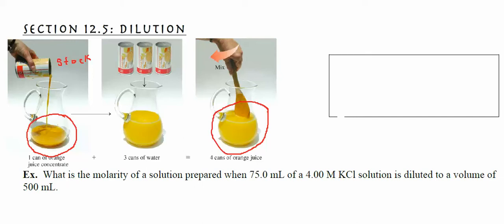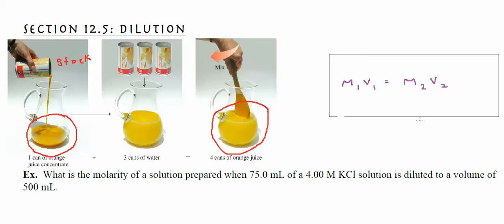The formula is the following. It is M1, which represents the concentration, the molarity of the concentrated solution, times its volume, V1, and that is equal to the concentration of the now dilute solution, which is represented here, times V2. I'm going to show you really quickly where this formula came from.